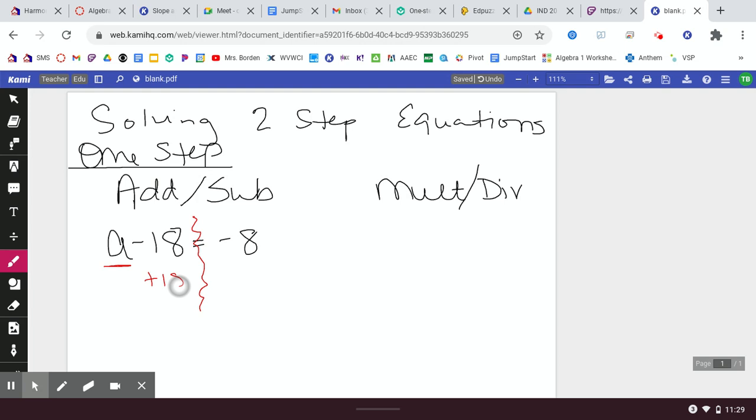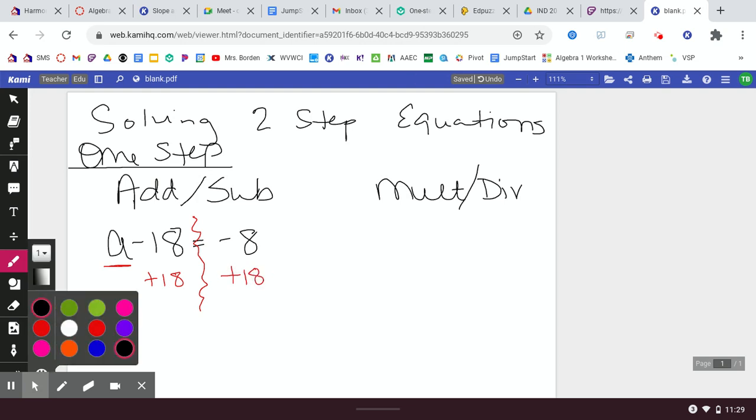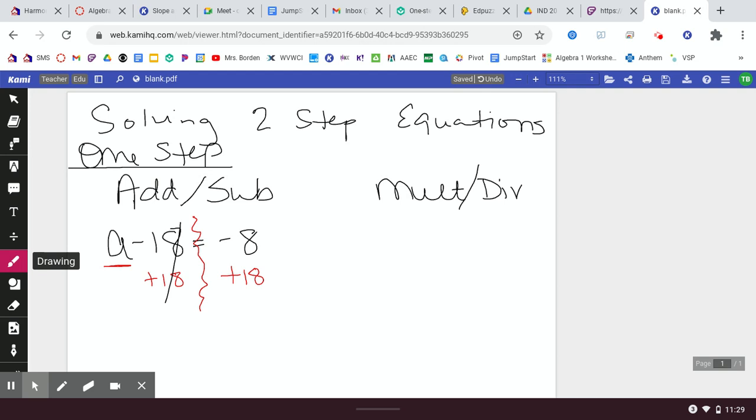So I can add 18 and add 18. And when I do that, my negative 18 and positive 18 cancel each other out, leaving my a by itself. Good, that's what we wanted. And then on the right side of the equation, I had negative 8. I added 18, so I get a positive 10. Okay, that's an example of a one-step equation where you add or subtract.